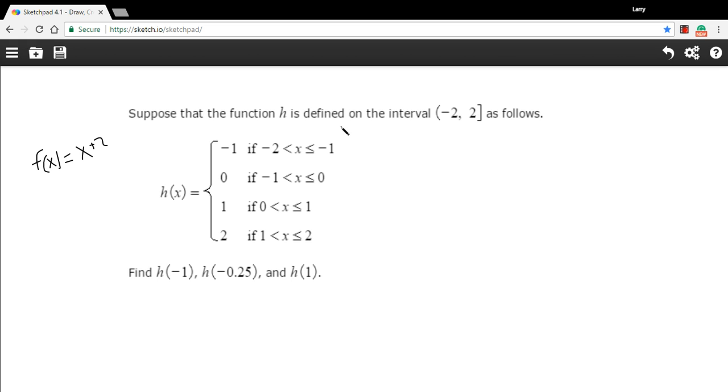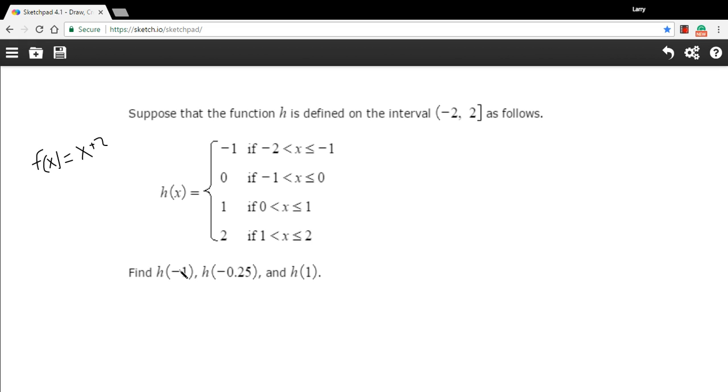You'll see up here it says it's defined on this interval from negative 2 to 2, and they've got these brackets, one of them curved and one of them squared off. In case you haven't seen that before, this is called interval notation, and what it means is it's defined between negative 2 and 2, not including the negative 2, that's what the curved bracket means, but including the 2, that's what the square bracket means.